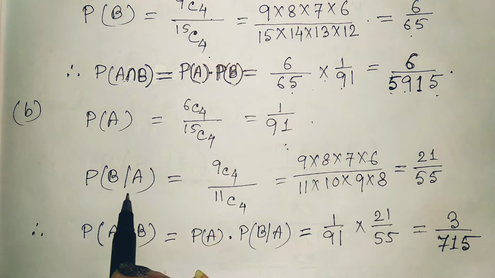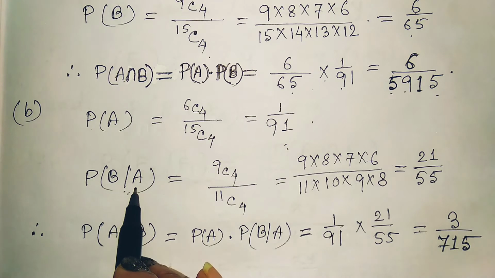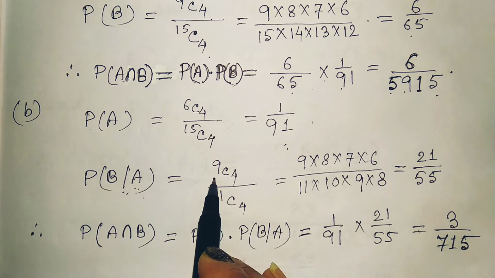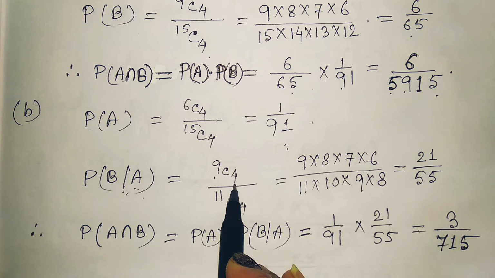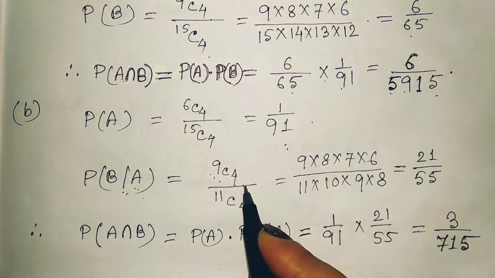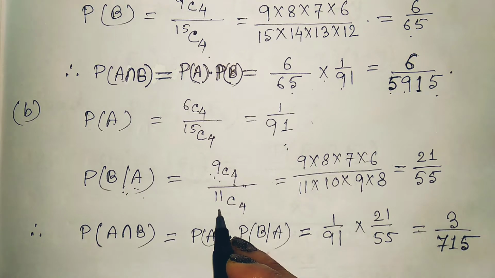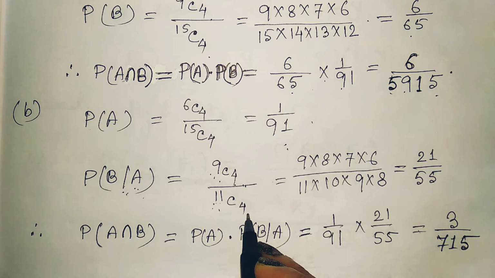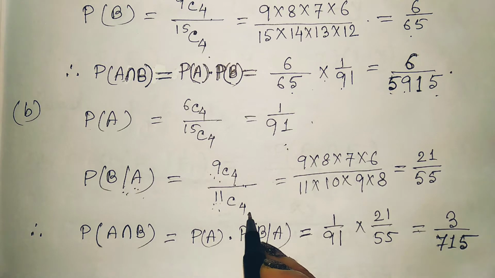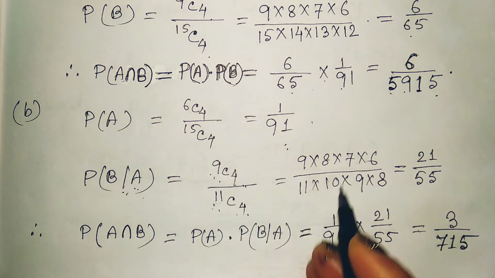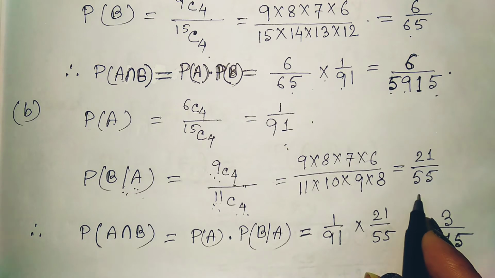But in the second draw, it is provided that the first 4 balls are black and not replaced. That's why there are 9 black balls remaining in total. We are supposed to get the 4 black balls, so 9C4 is the favorable cases. And now the total sample space contains 11 balls. So 11C4 is the total number of ways to draw the 4 balls out of 11, because 4 balls were already drawn in the first case. So its probability is 21 by 55.